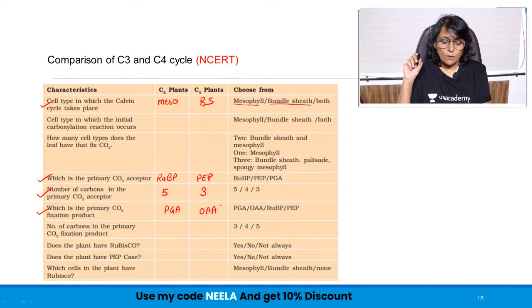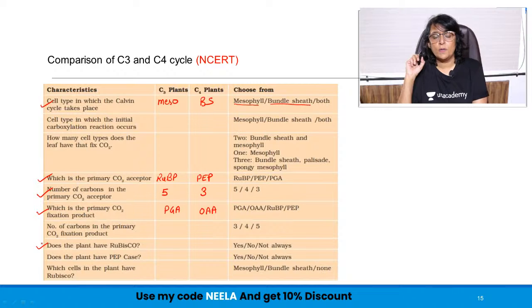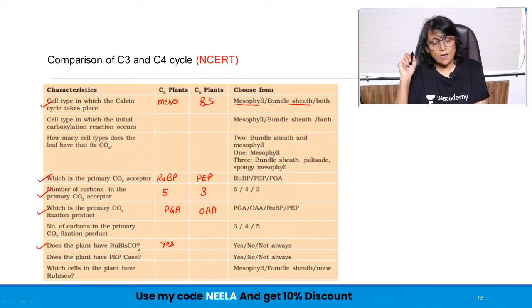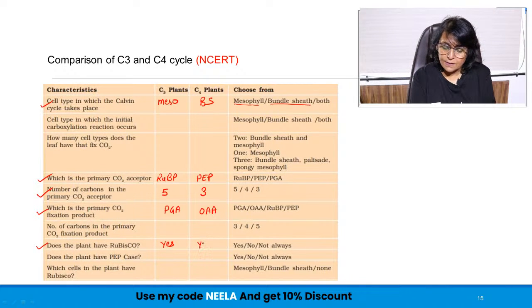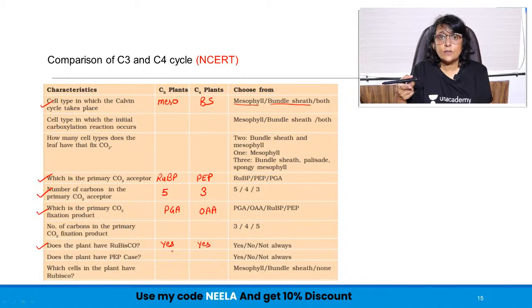Alright, now let us take this point. Does the plant have rubisco? C3 plants, do they have rubisco? The answer is yes. Do C4 plants have rubisco? Answer is yes. Because C3 cycle takes place in both, and for C3 cycle to take place, rubisco must be present.